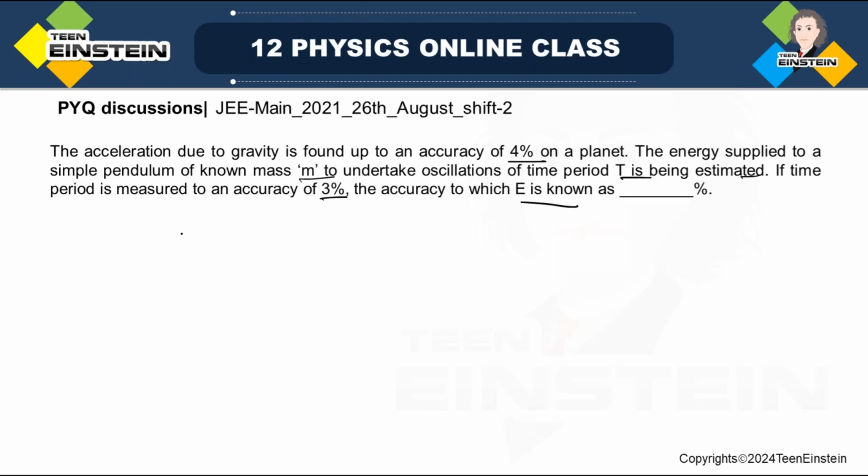So look, first of all, the energy of a pendulum is m g L theta square by 2. This is the energy of a simple pendulum. Now theta is the displacement, as you know, an arbitrary displacement.